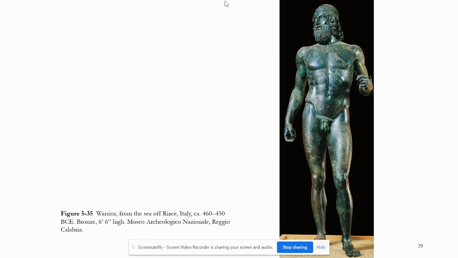And this figure is an actual bronze original, and this was found at the bottom of the sea, so we don't often have these originals. It's made out of bronze and it's made using the lost wax method.